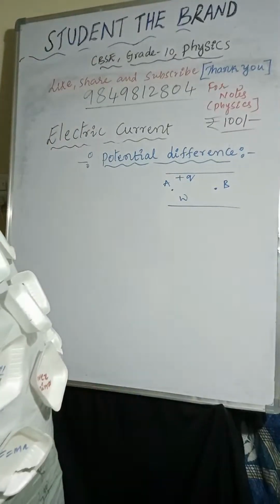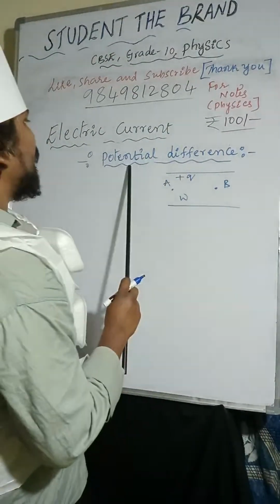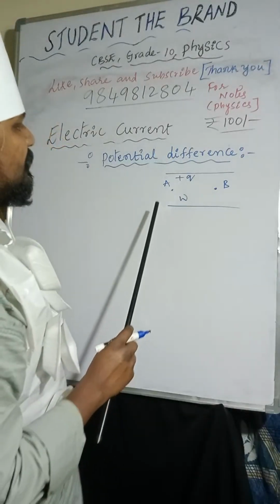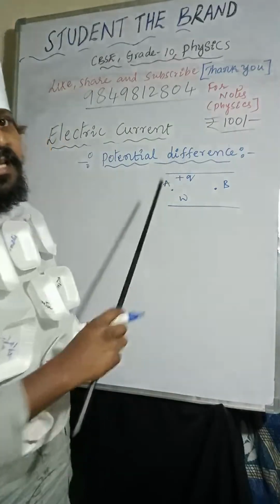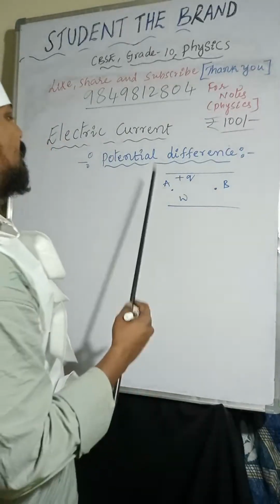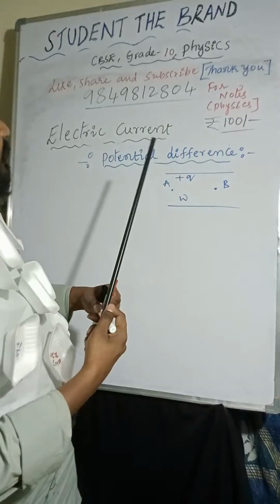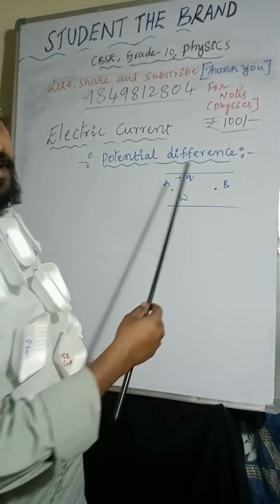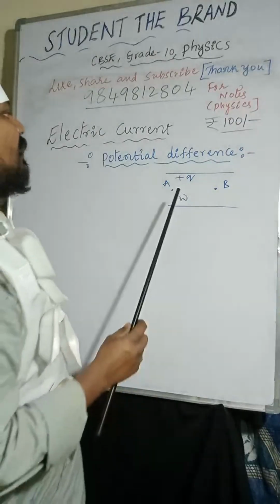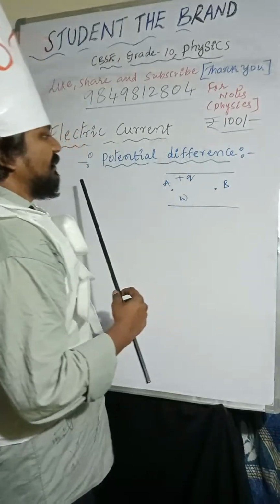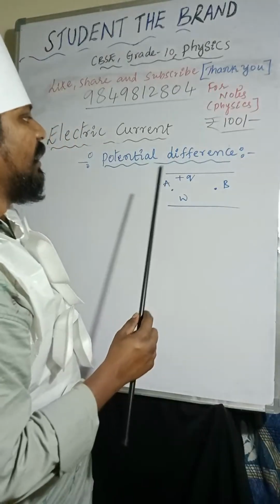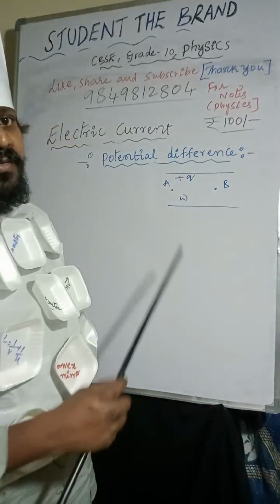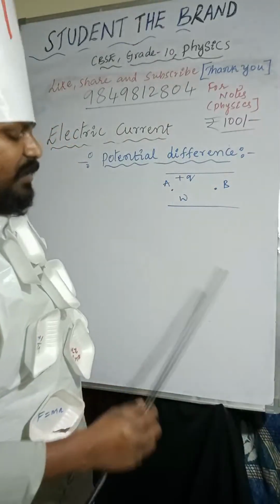Here you have to understand one thing: potential difference means between two points within the conductor. Why I am stressing this point is because the next term is related to this one. So potential difference is nothing but work done to bring unit positive charge from one point to another point.